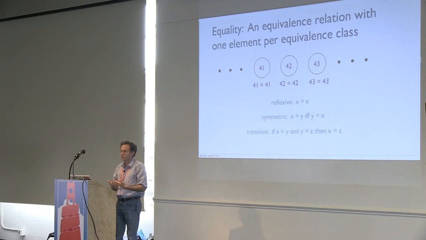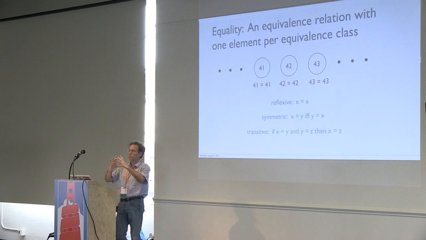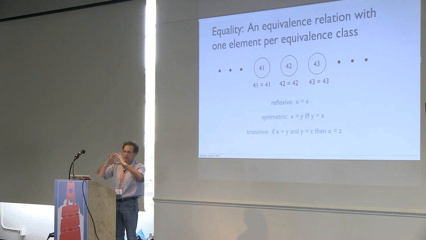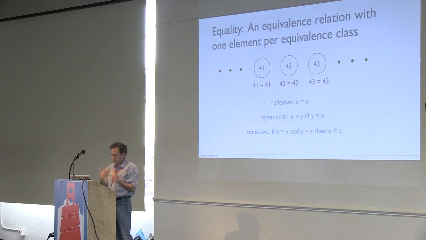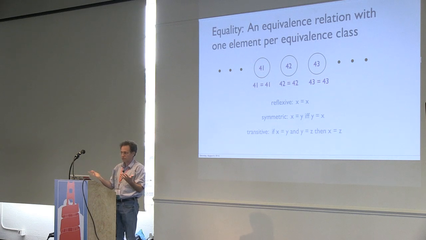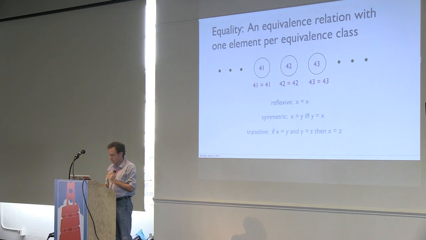And what equality is, it's when you have an equivalence relation where every equivalence class has just one element in it. So for example, for the set of integers, there's an equivalence class that just has 41 in it. There's an equivalence class that just has 42 in it. There's an equivalence class that just has 43 in it. And the relation is 41 is equal to 41. 42 is equal to 42, right? And then that relation is reflexive, symmetric, and transitive. So that's what it is from math.